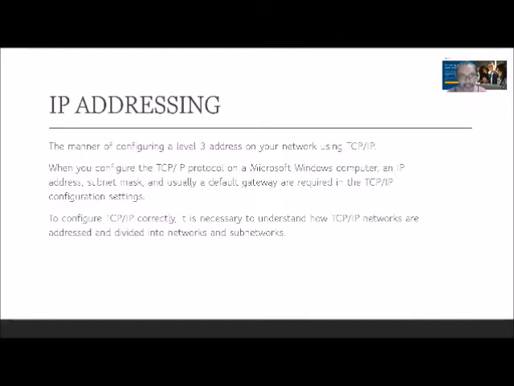So when you configure the TCP/IP protocol on a Microsoft Windows computer, an IP address, a subnet mask, and a default gateway are required in the TCP/IP configuration settings. And at the end of the session, I will teach you how to put IP addresses into your computer, and we are going to simulate it. To configure TCP/IP correctly, it is necessary for you to understand how it works and the address and the divided networks and subnetworks.